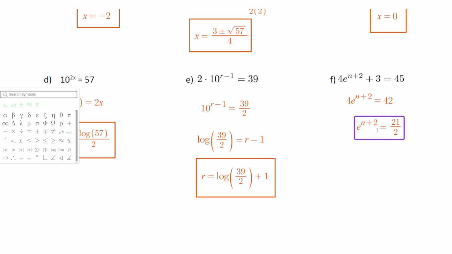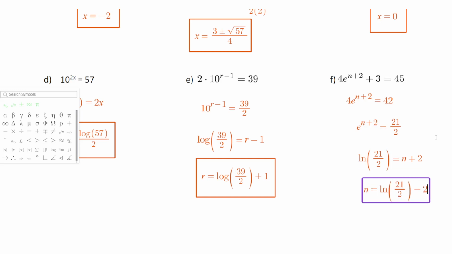Now that we've got an exponential equation where we really have just one power here, and we're not going to be able to write this as a power of e, we're going to rewrite this as a logarithm. We're going to have the natural log, which is log base e, or base Euler's number, of 21 over 2 equals n plus 2. And to isolate n, I just need to subtract 2 from both sides. So I get n equals the natural log of 21 over 2 minus 2.